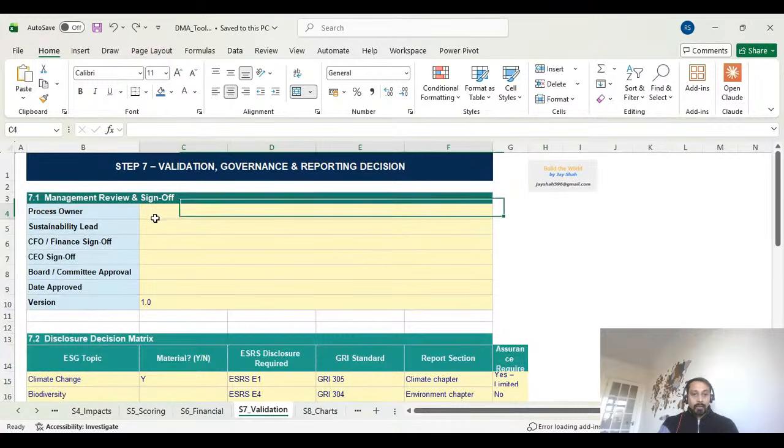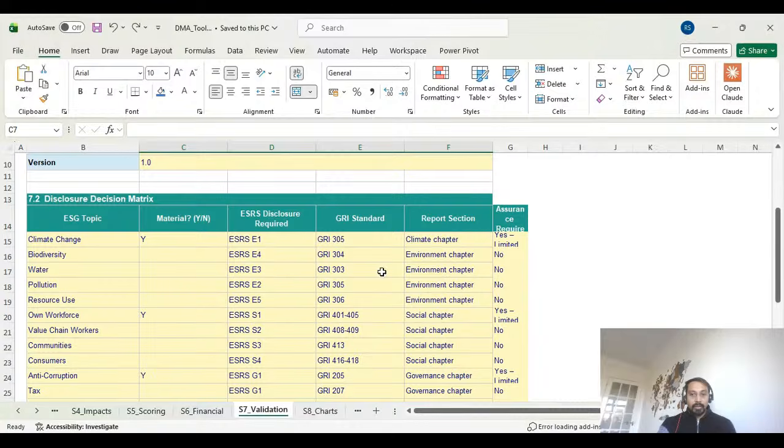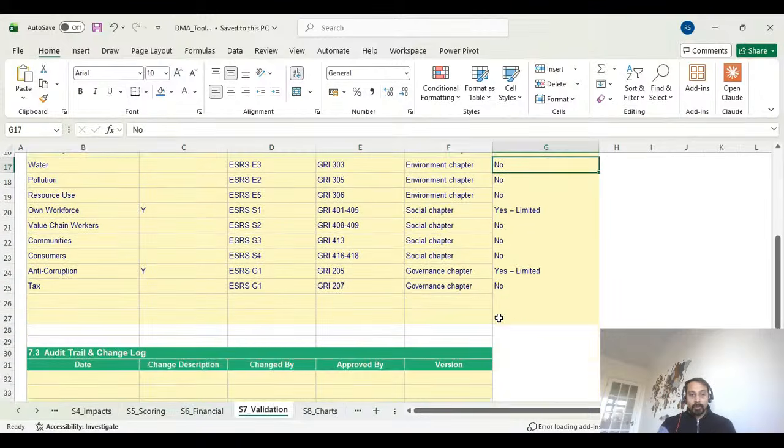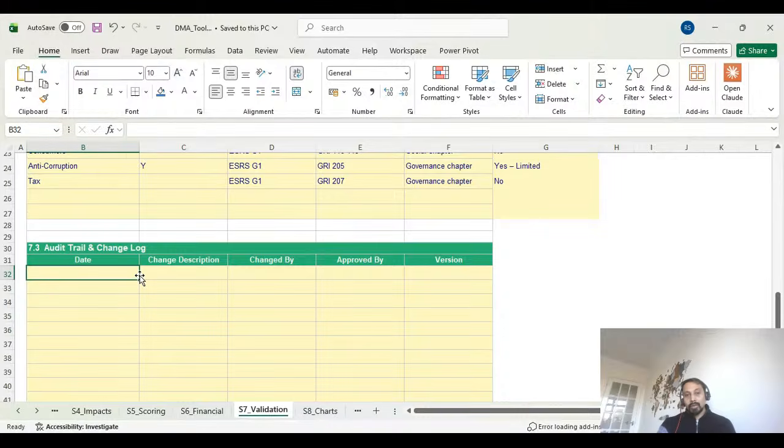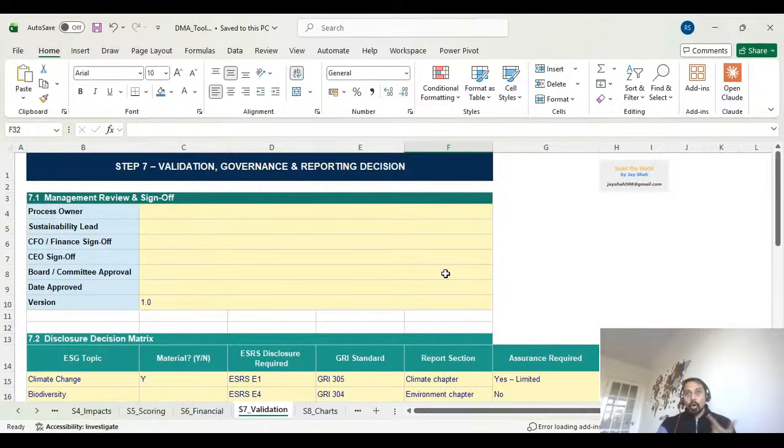So you can ask for a review of all the validations that you have given, with CFO or CEO sign-off, and based on that, you can provide the assessment below for the disclosure decision metrics for the various types of requirements, whether assurance is required or not. If not required, you can mention that. You can also add the audit trail and change log, date-wise, changed by and approved by, version-wise, so that it helps you give an audit-ready materiality assessment to your third-party assurance when you have end-to-end ESG reporting ready.